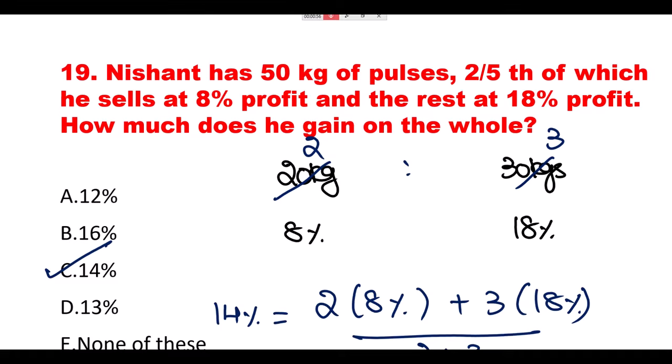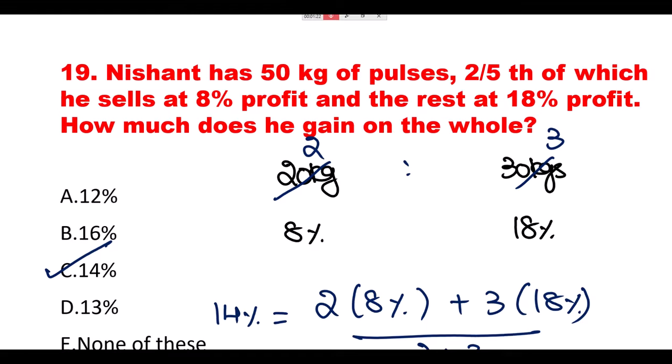If there is any loss, we can take the negative symbol. As this is profit, we are going with positive only. This is one method, using mixture and alligation. The formula is (ax plus by) divided by (x plus y), if you are mixing in x is to y ratio.